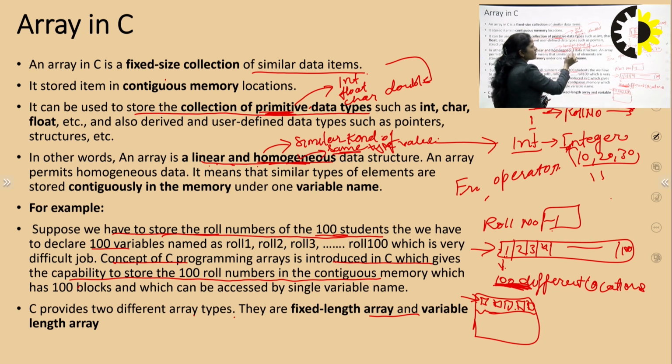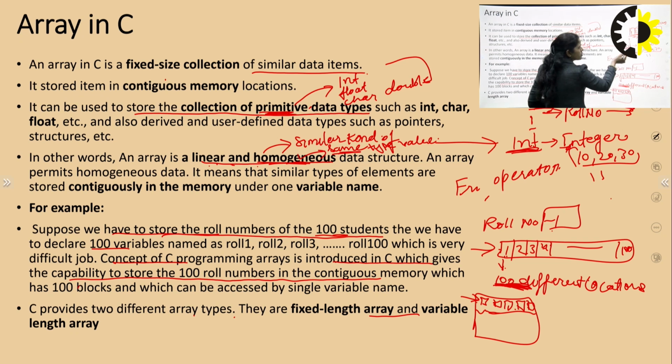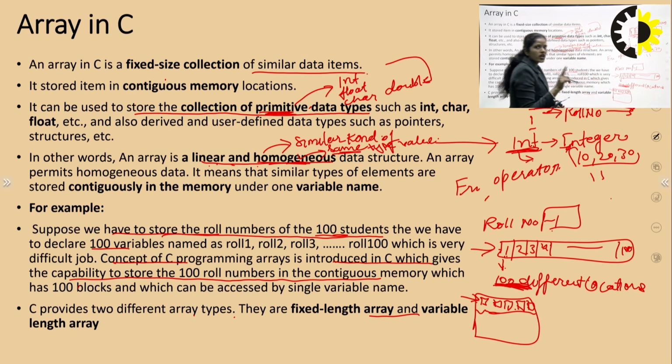So basically if I am saying the array is of integer type, then all the elements we are storing in this particular array should be integer type. That is the actual meaning of this particular keyword. So basically linear means sequentially one after the other, and homogeneous means same type of value. If you are storing integer values, then all values should be integer. If you are storing floating point values, then all values should be floating points, right?